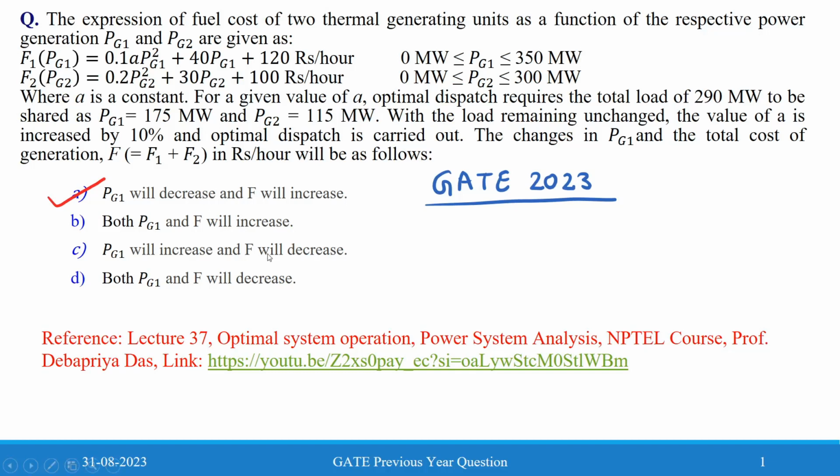For this question, first we need to find the value of A. If you want to go through the basics of economic load dispatch, you can refer to the NPTEL course Power System Analysis by Professor Debapriya Das. For this optimal economic load dispatch problem specifically, refer to lecture 37 and after, and consecutively lecture 39. So let us see the solution for this problem.